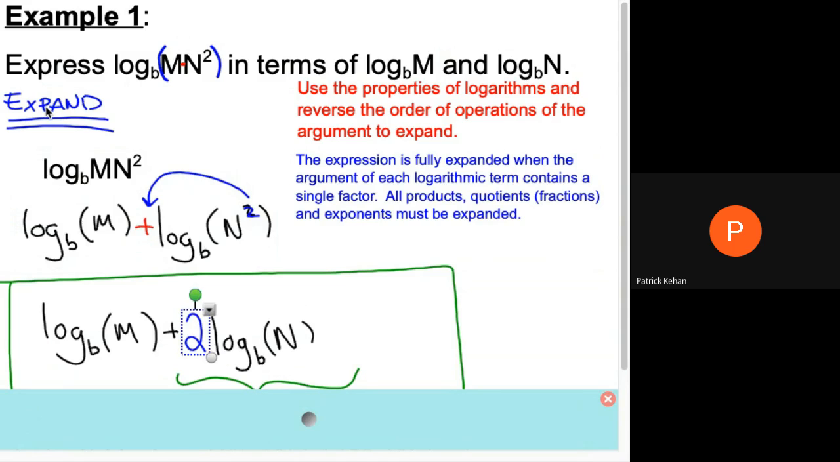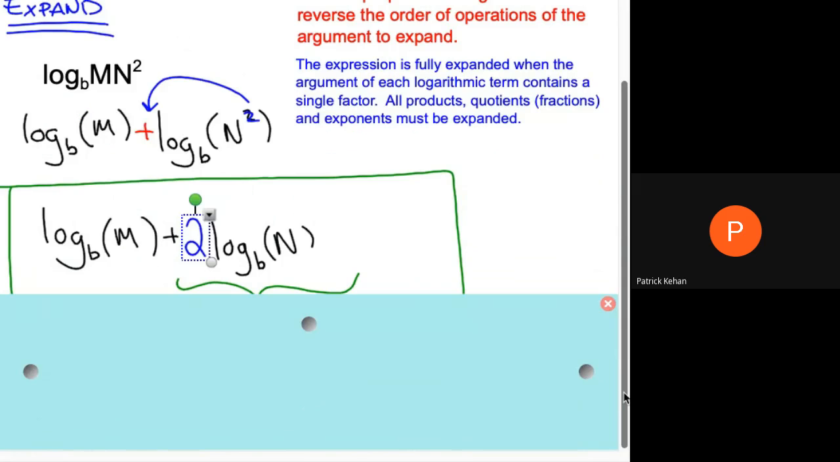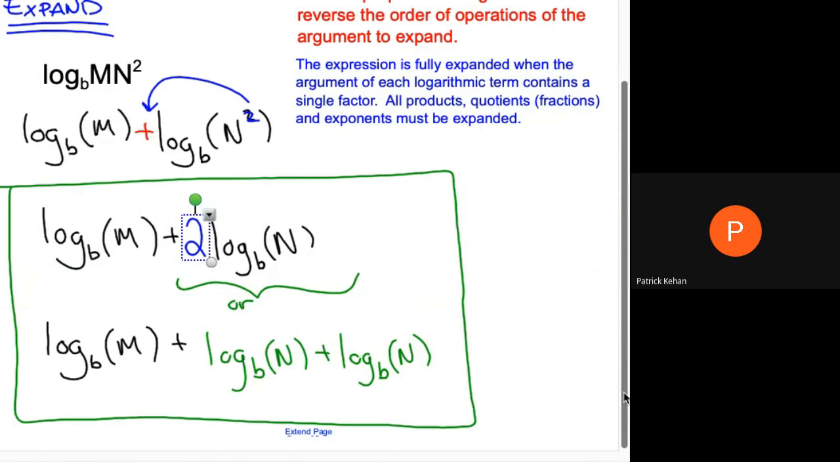We're done. Now, some would argue that you could go further, and it's your choice whether you do this or not. This piece that we're looking at right now is fully expanded, but you could take this 2 and rewrite this as the sum of 2 different logarithms. So 2 log base b of n could also be expressed as log base b of n plus log base b of n. So you could expand it one step further. Both of these are considered fully expanded. It's really your choice, whatever you prefer to work with.